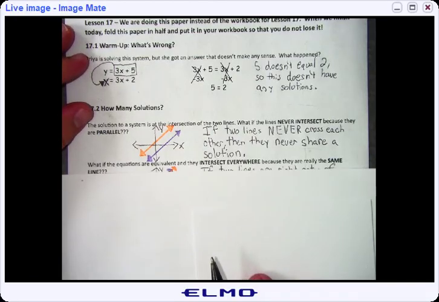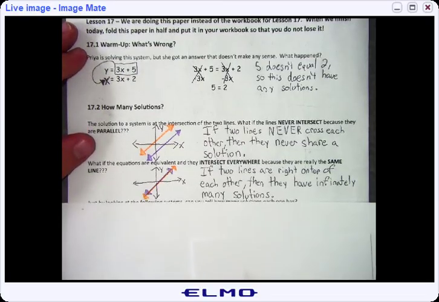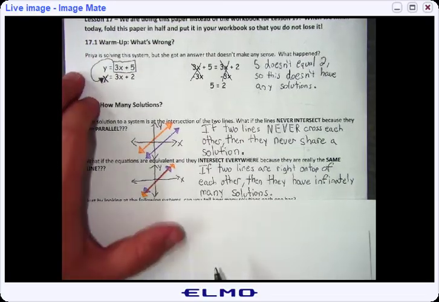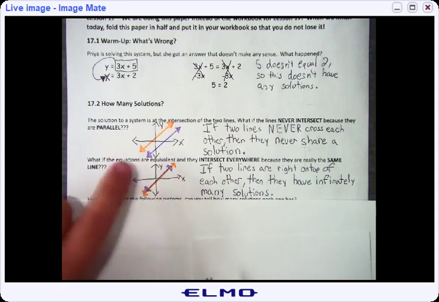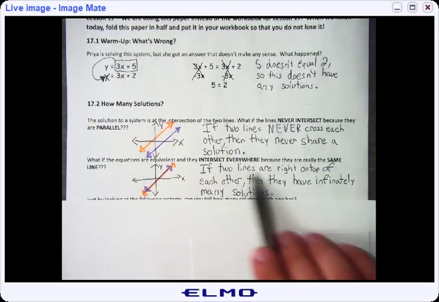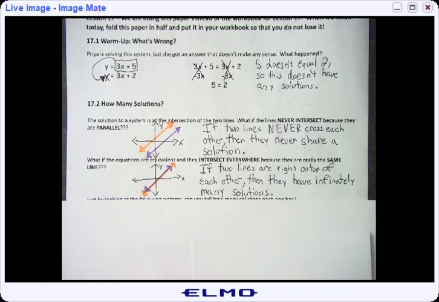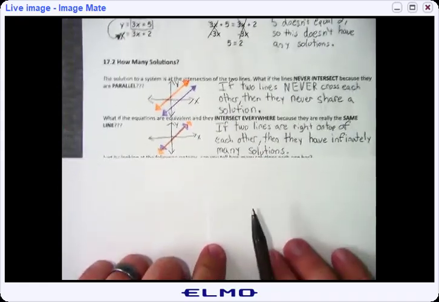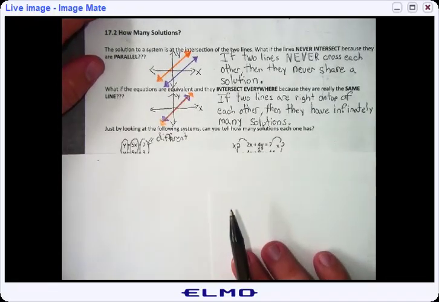On the next one, it says, what if the equations are equivalent and they intersect everywhere because they are really the same line? So what I did my best here, and this is the hard part to do, is you want to draw a graph that has two lines that you can tell are right on top of each other. I use two different colors to make sure that they're right on top of each other. And what we would write is, if two lines are right on top of each other, then they have infinitely many solutions. So infinitely many solutions means that they share a ton of different solutions. Those two lines are right on top of each other.